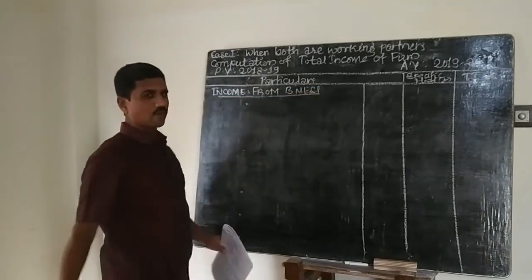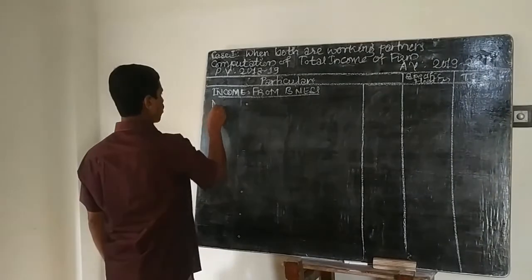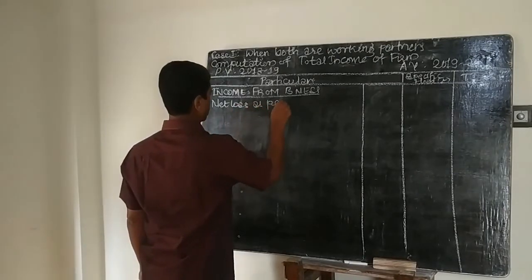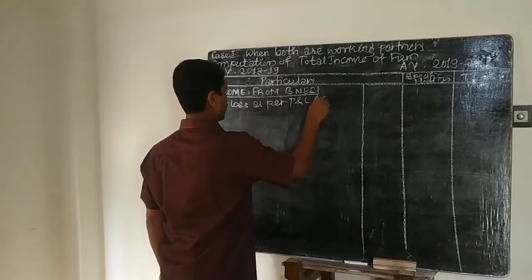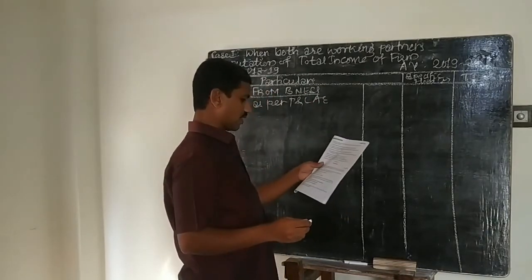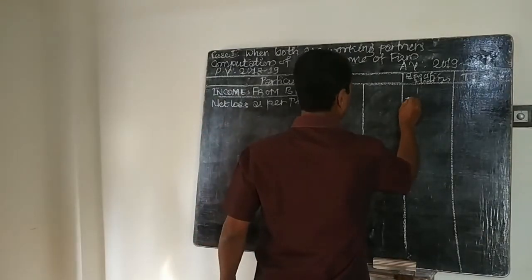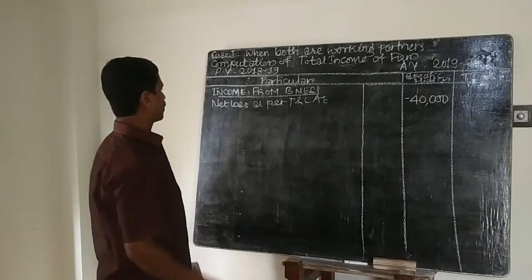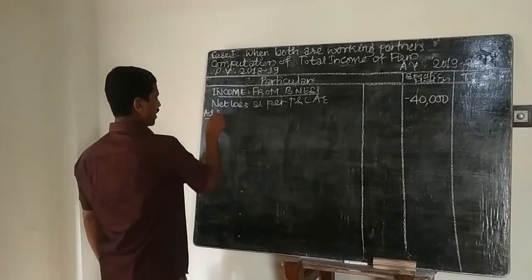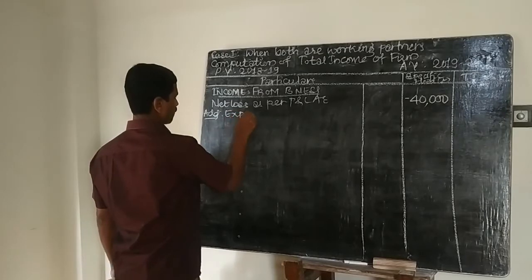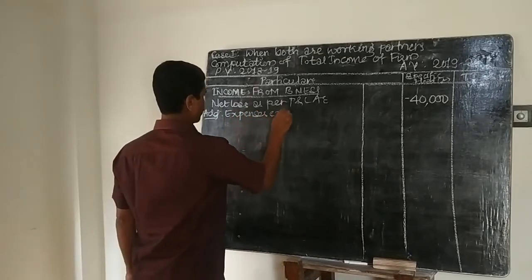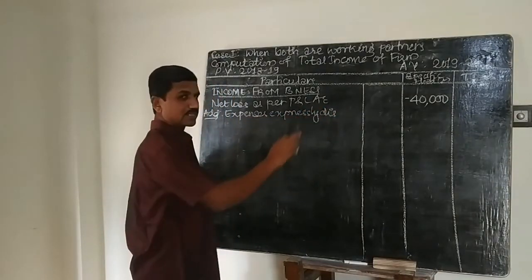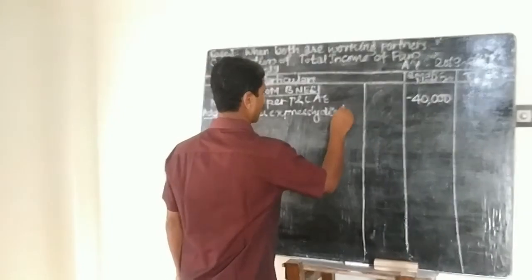So here in this problem we have been given the net loss. So net loss as per P&L account. Here we have given the net loss as rupees 40,000. So I will write it with a minus sign here, so it will ease our calculation. So to this let us add expenses expressly disallowed, or you can also write the inadmissible expenses in short, that is also acceptable.